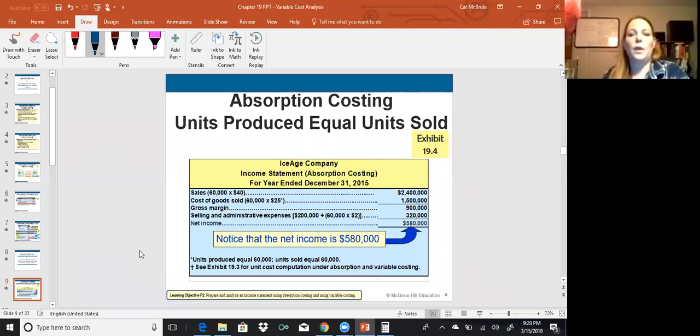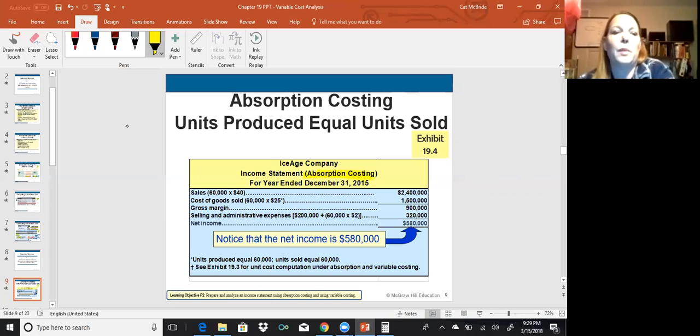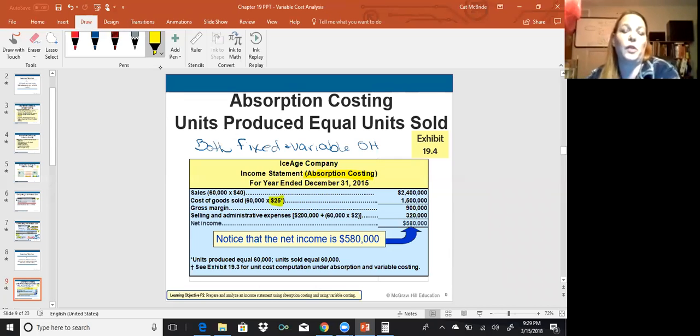So let's look at the differences. Remember I said there's only a difference if we produce a different amount than what we sell, because otherwise it all ends up on the income statement anyway, so it doesn't matter. So this is what happens if we produce and sell the same number of units, and you'll see it ends up the same. So here's our cost of goods sold. This is absorption costing, and remember, absorption costing has both fixed and variable overhead included. So when we look at this, here's the $25 we were just looking at.